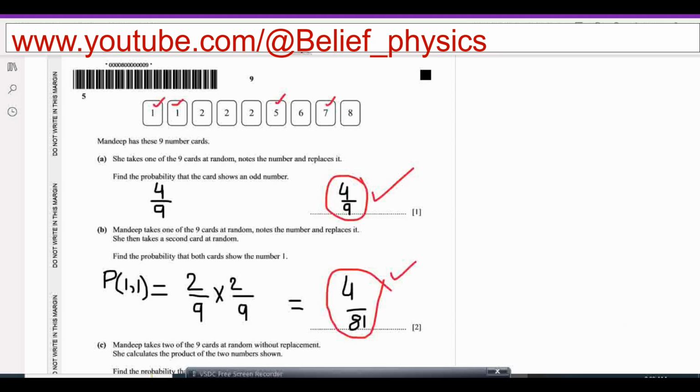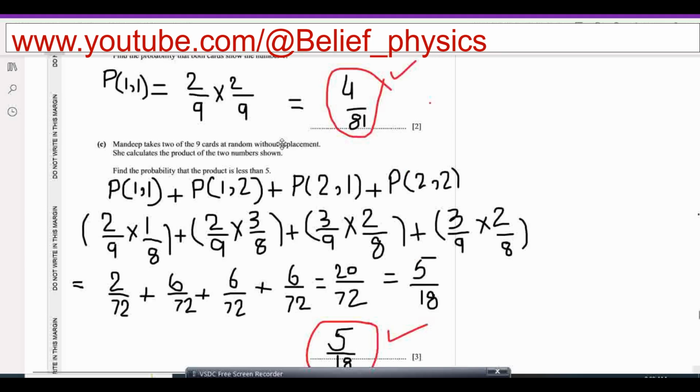Next is cards without replacement. When it is without replacement, then for the second event, the total number of cards will be reduced by 1 and that particular card's count will also be reduced by 1. So the question is, find the probability that the product is less than 5. We have to find the product.